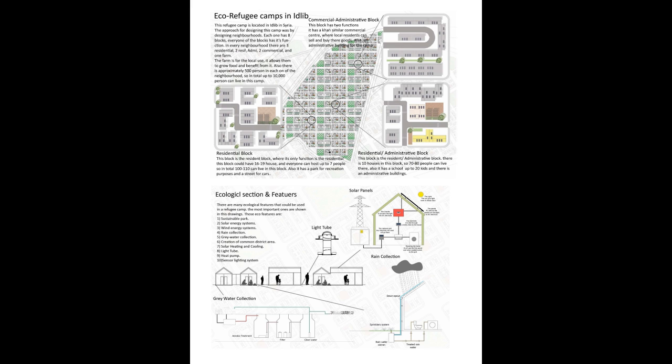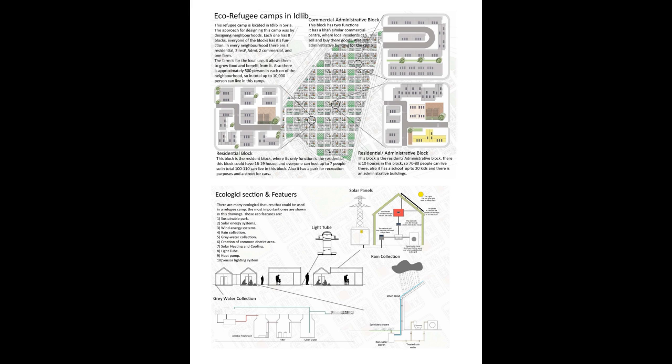The next block is the commercial and administrative block. This block has two functions. It has a commercial center where local residents can sell and buy their goods, and an administrative building. The third one could actually host 3 functions: residential, administrative, and social. This block has 10 houses, so 17 to 80 people can live in there. Also, it has a school, so another 20 kids could go to school, and an administrative building that could be turned into a social place for events.